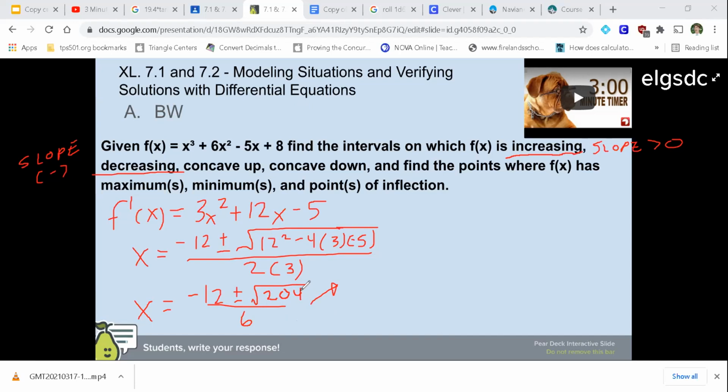we get 0.380. That's if you add the numerator together. If we subtract, negative 4.380. Okay, so those are my zeros. Those will be my potential maxes and mins. How can I use that to find when the slope is positive? Just plug in some numbers, right? We can make a little table here.